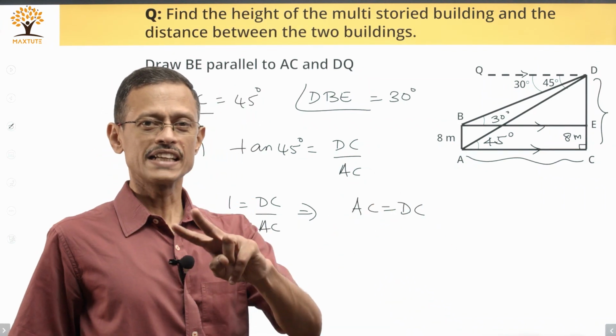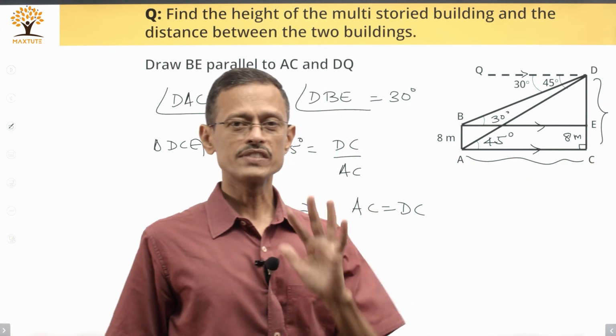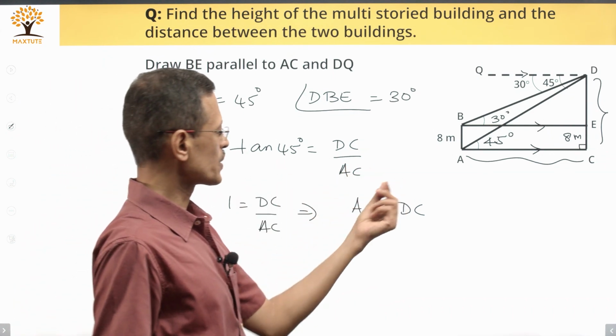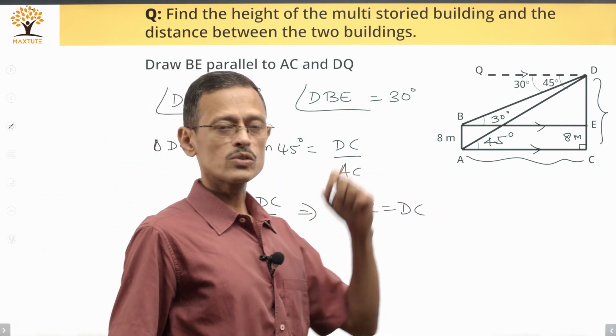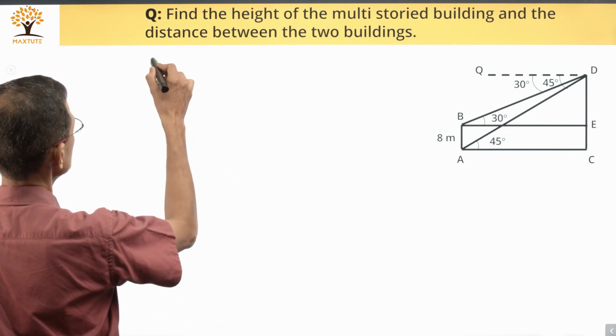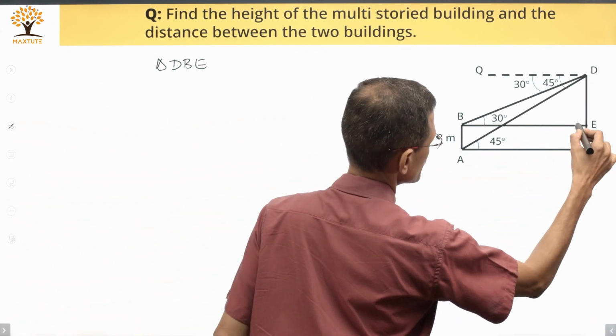The 2 things that we needed to find out, one is the measure of DC, the second is the measure of AC. Both of these are equal, right? Good. So, that is one thing we have established, but we still do not know what that value is. So, let us go to the second right triangle that we have, right? The second right triangle is basically DBE, right? Triangle DBE, right angled at B.